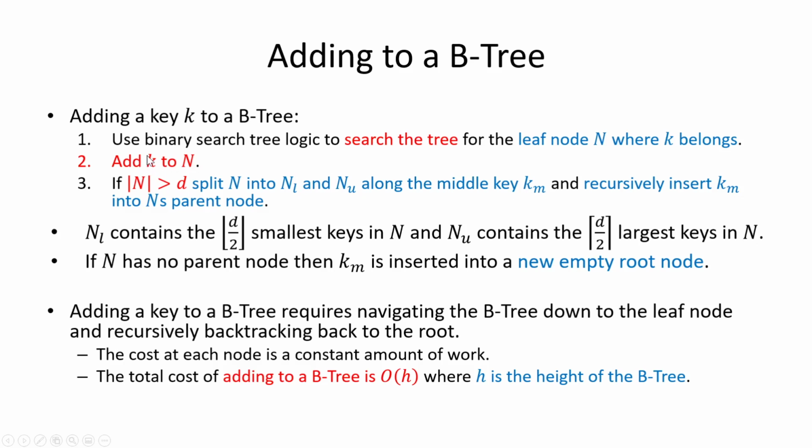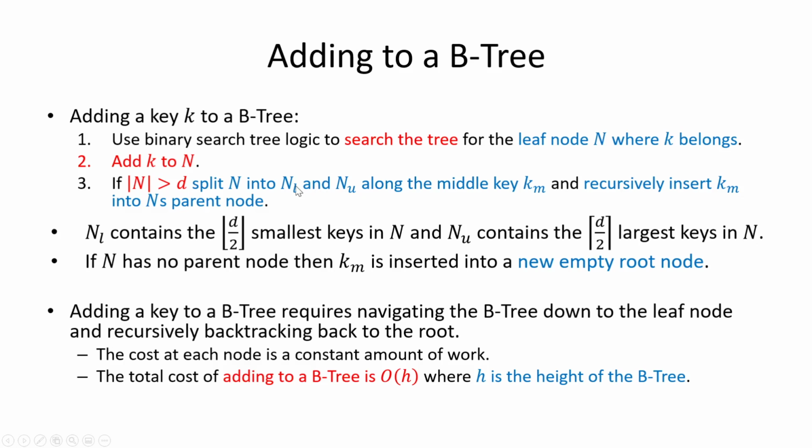Okay, so we add K in, that's going to inflate N to be D plus 1. Then we're going to find that middle element, and we're going to take off the lower half of the keys, make that one node, NL. We're going to take off the upper half of the keys, make that node NU, and we have this KM left over. What do we do with it? We recursively insert it above into our parent. What do I mean by that? Recursively meaning that when I do that insertion, I'm back into this step again. I'm doing this add bit, which means I might again have to do a split on my way up.